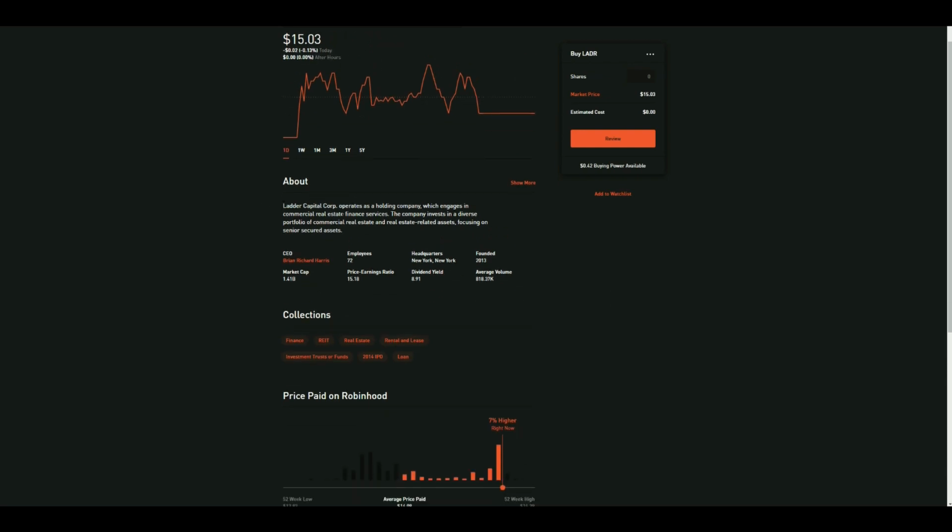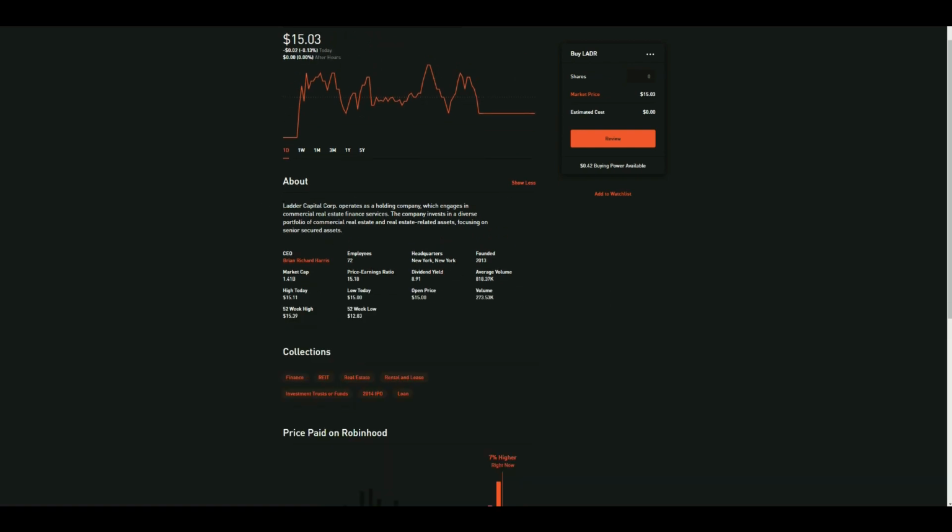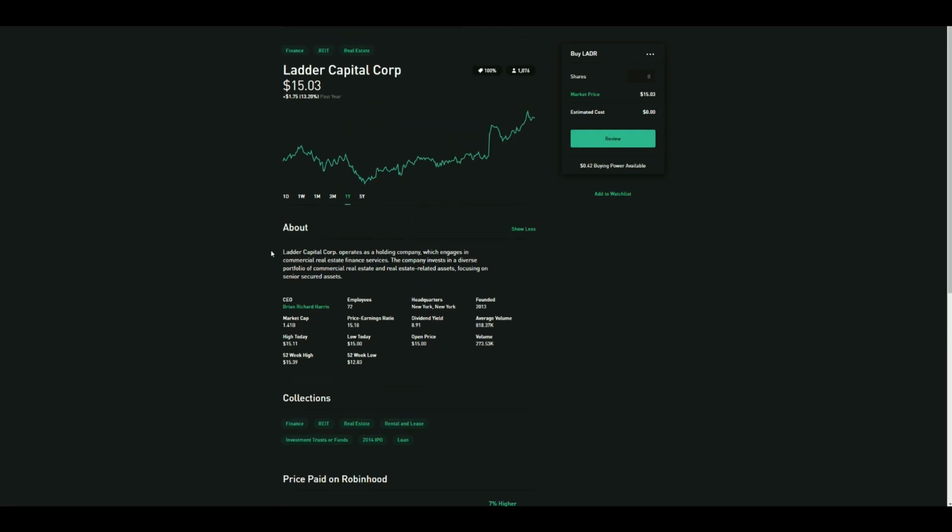What does it tell us about it? Let's see, show some more. It engages in commercial real estate, financial services. The company invests in a diverse portfolio of commercial real estate and real estate related assets. So how's it been over the last year? Over the last year, it's up 13.2%. Over the last 5 years, it's up 30.6%. It did come down. Whoops, hold on one second.